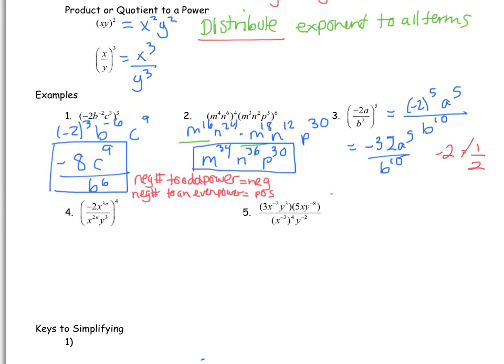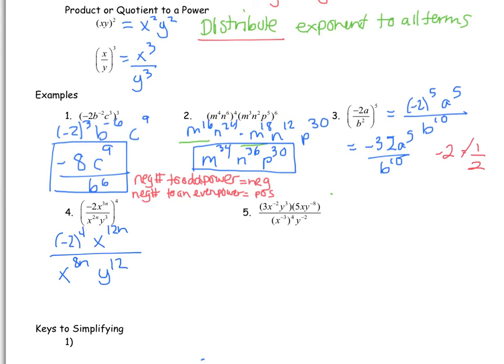Alright, for number 4, again, I'm going to start by distributing to get rid of my parentheses. So I've got -2 to the 4th power. For x, I've got 3n times 4, which would be to the 12n power, over x to the 2n times 4, which is 8n, and y to the 12th.